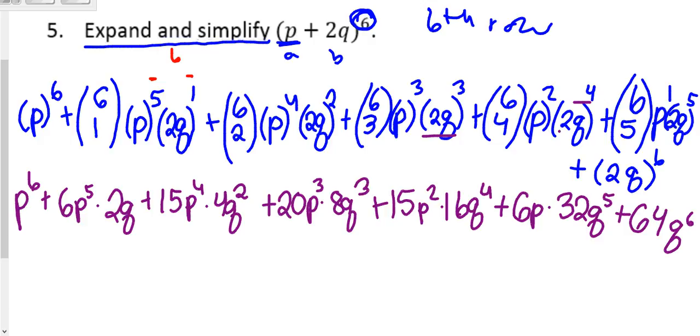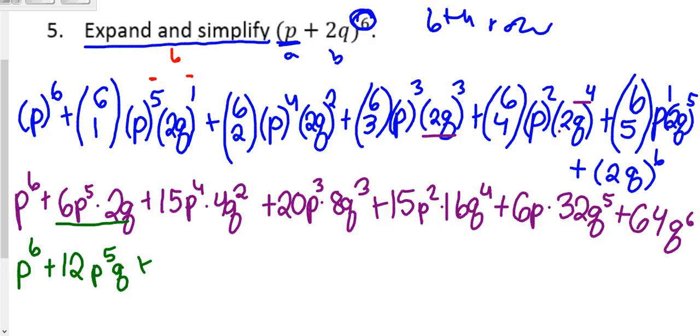So one more step to go. We need to make sure that each term is completely simplified. The first term is done. We have p to the 6. For the second term, we have 6 times 2. So we'll actually have a 12. And then we'll have p to the 5th. Bring those down, and q.